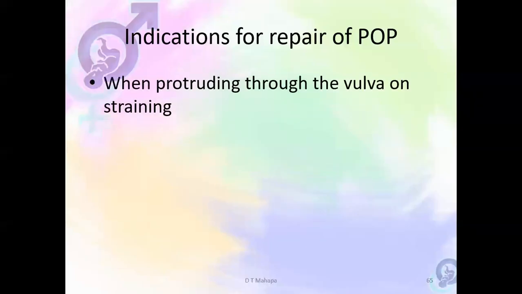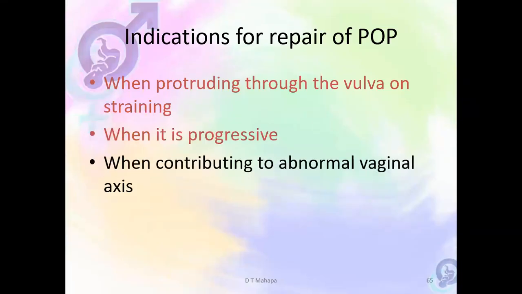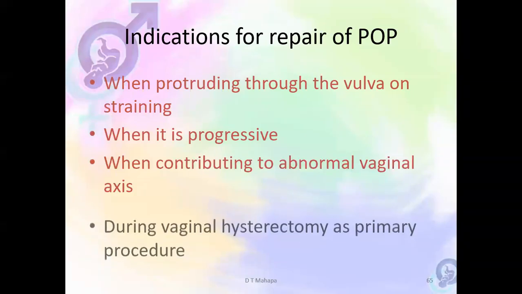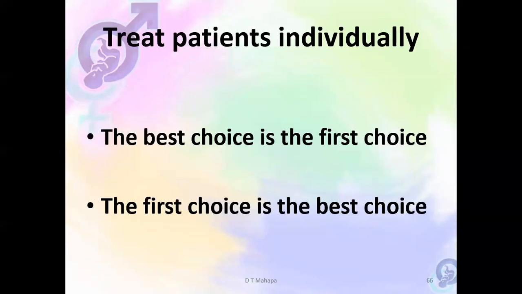The repair of all prolapses protruding through the vagina is an indication for repair. And when it is progressive, we see it this year, next year, after 6 months, it is worse than it was before, it's an indication for repair, which means it could not be resolved by non-surgical management. When it is contributing to abnormal vaginal access, disturbing the sexual function of the woman, or you find it during vaginal hysterectomy, you can do it.